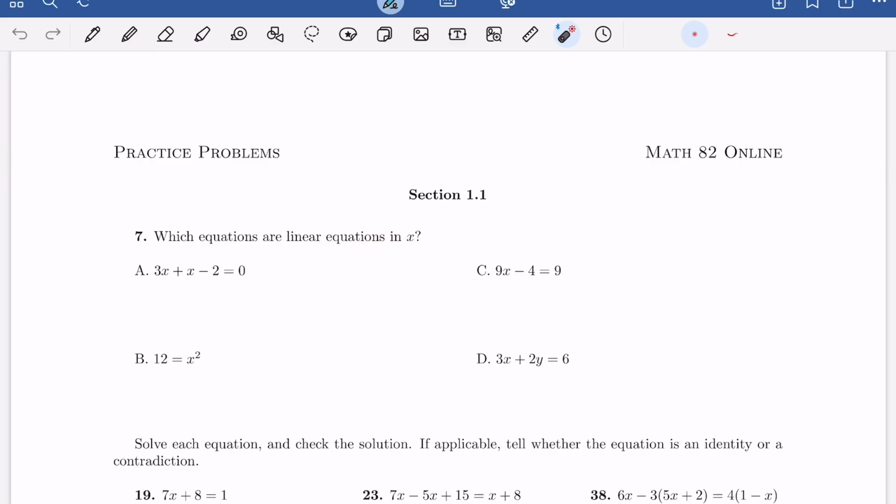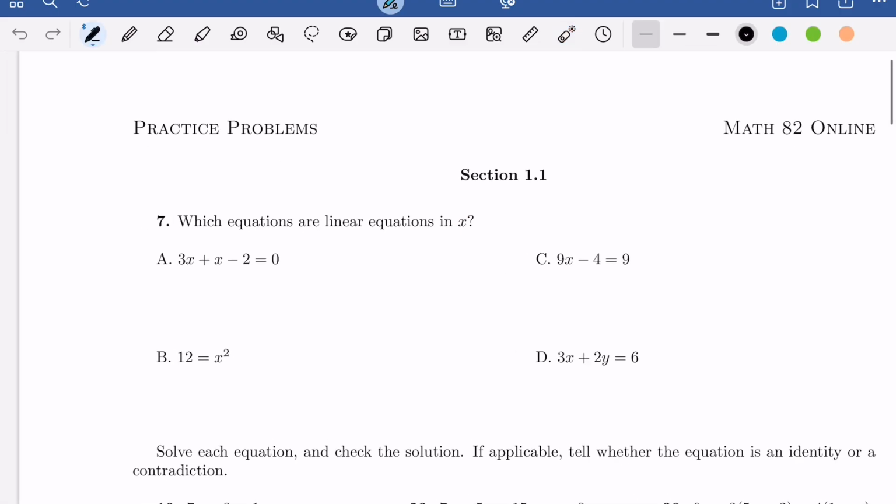Now remember, a linear equation in a variable will involve only real numbers and only that variable raised to the first power. So in this case, we're looking for equations that are linear in x. These equations will only involve real numbers and our variable x raised to the first power.